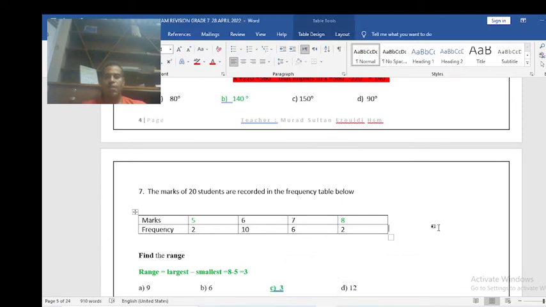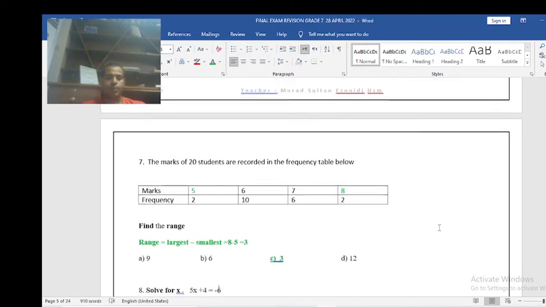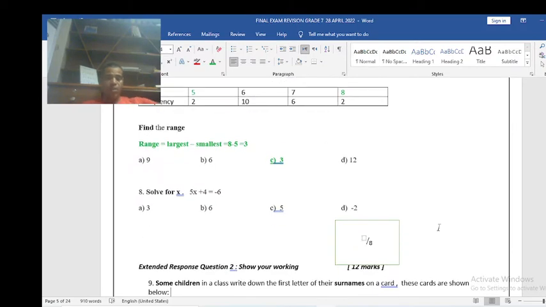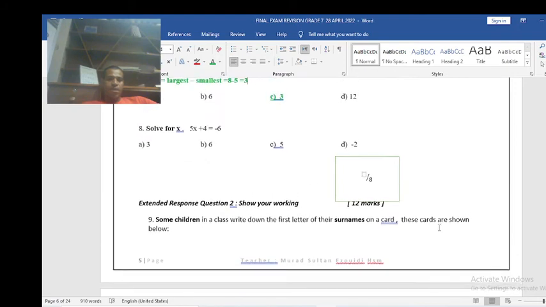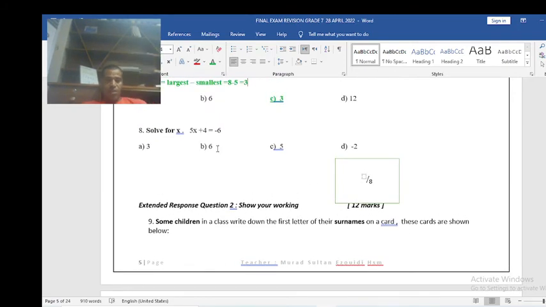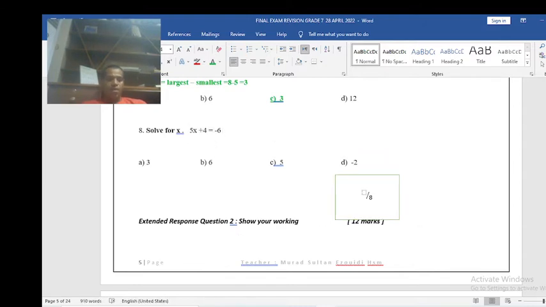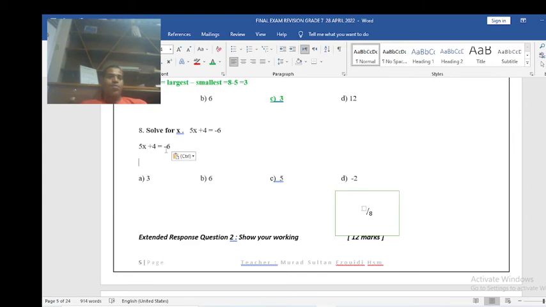Okay. For the next question, here we have an equation. I'm looking for you to solve this equation. Solve for x: 5x plus 4 equals negative 6. Here I will just write my equation again. This is my equation: 5x plus 4 equals negative 6.